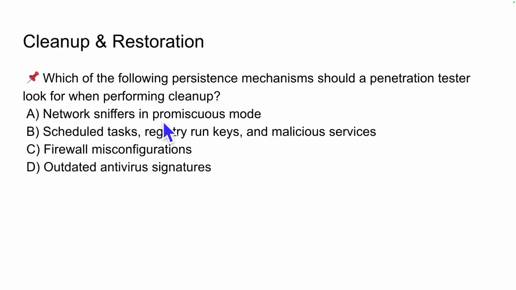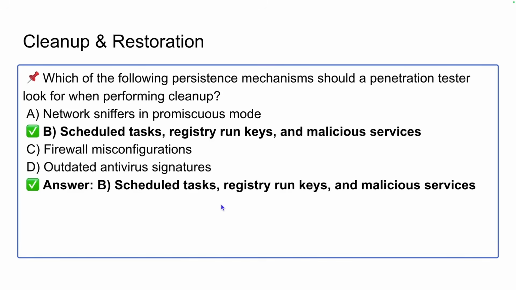Network sniffers in promiscuous mode are not doing persistence. They're doing reconnaissance, and most likely enumeration. So this is not anything that would fall under persistence. Scheduled tasks, we've used for persistence. Registry keys, we've used for persistence. Malicious services, we have used for persistence. So these are the mechanisms that a pen tester will look for when performing cleanup.